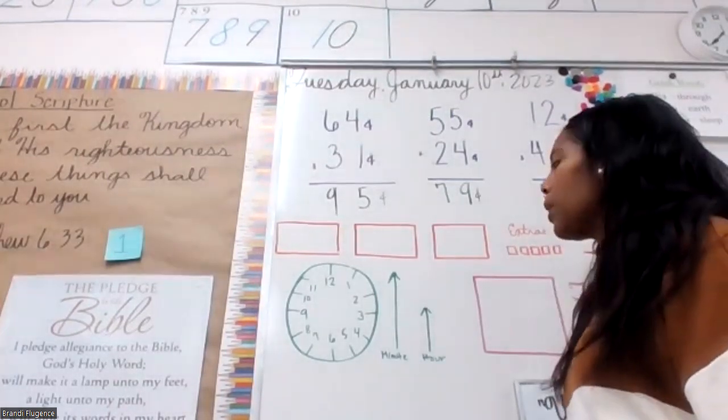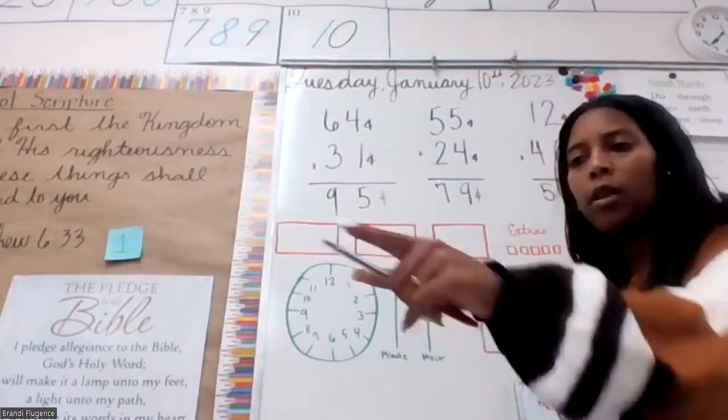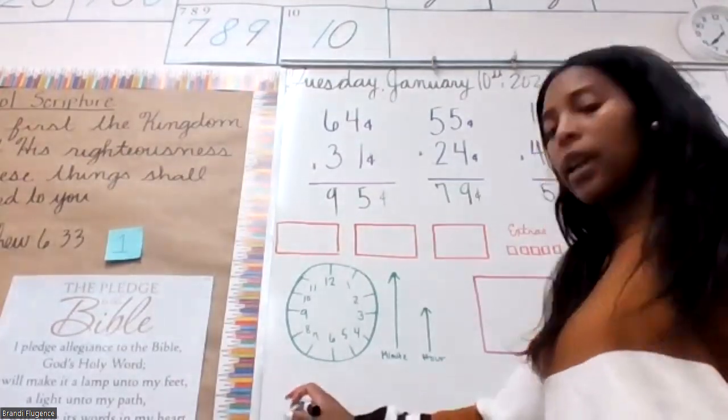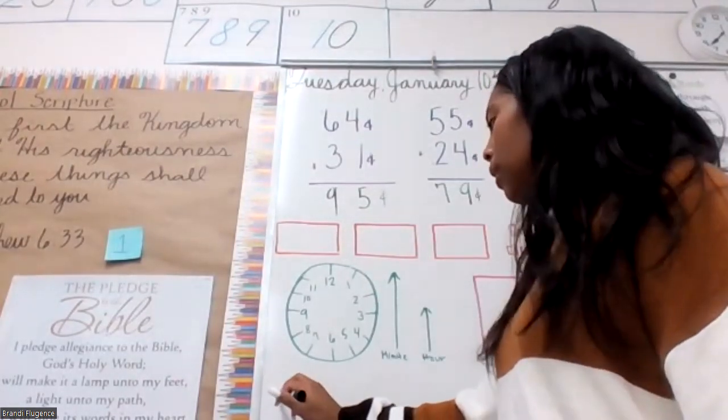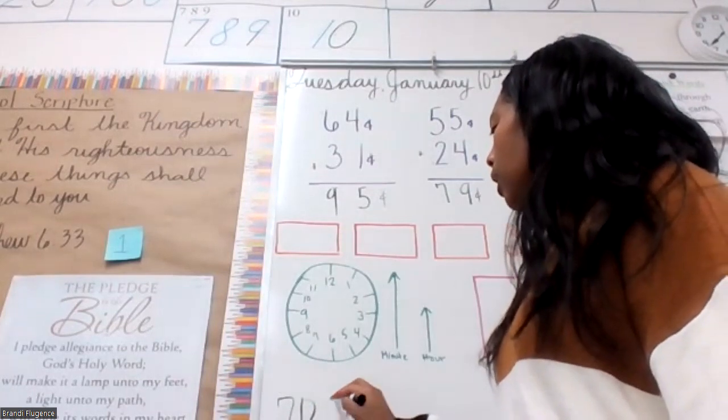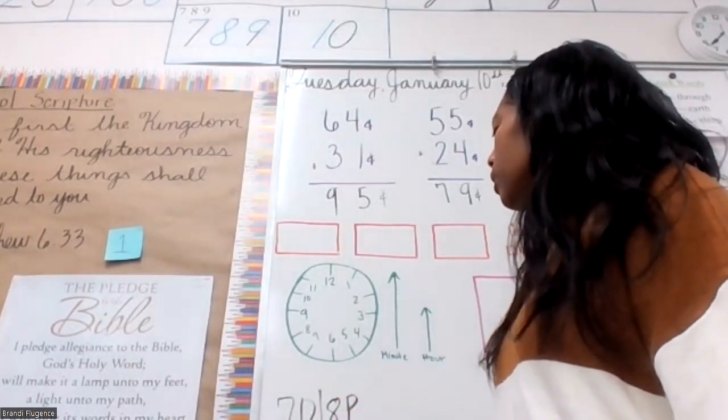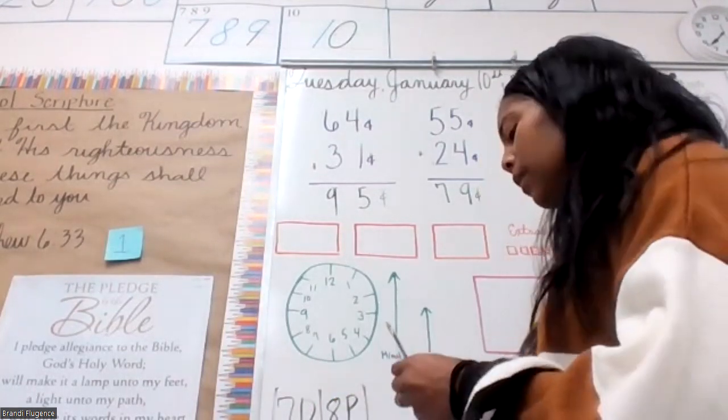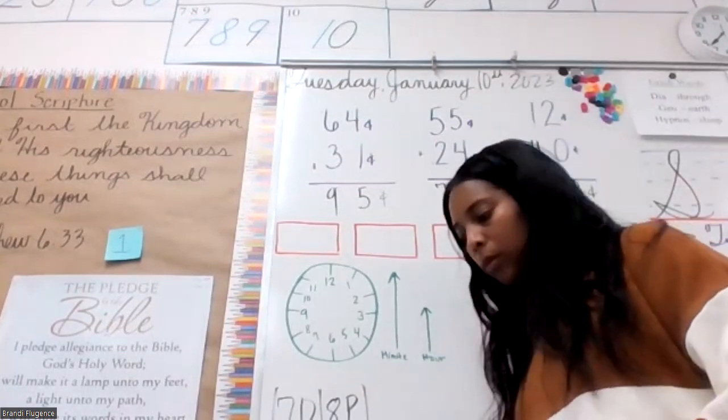All right, let's do a couple of other ones in your book. Okay, so I'm going to write it here, and I want you to draw it to tell me the amount. I have 7 dimes, 8 pennies. Draw it out and tell me how much money that would be. 7 dimes, 8 pennies.